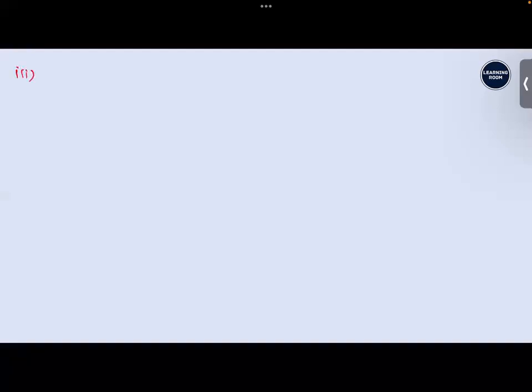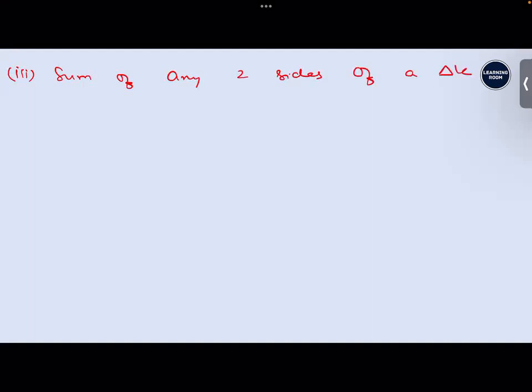Is that clear? The next one, the third property: the sum of any two sides of a triangle is always greater than the third side. This we studied in lines and angles.